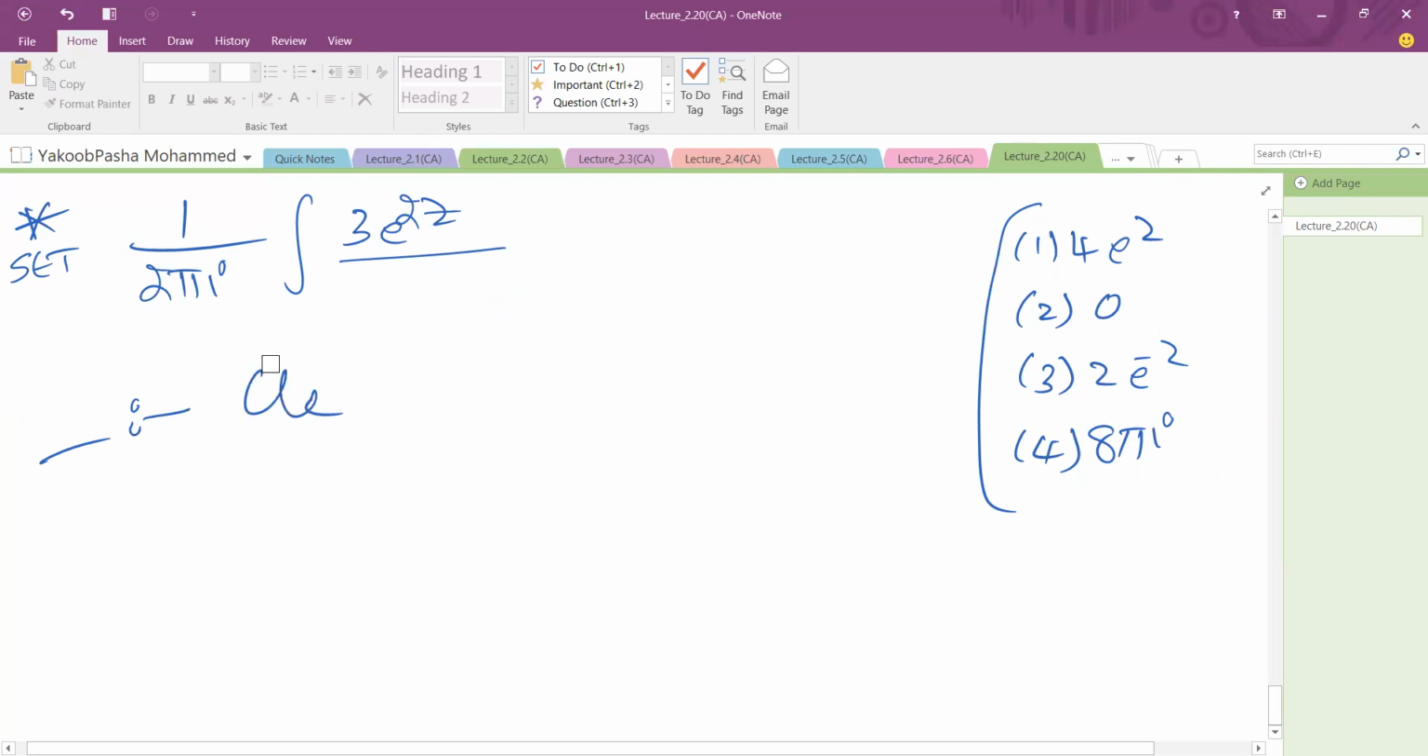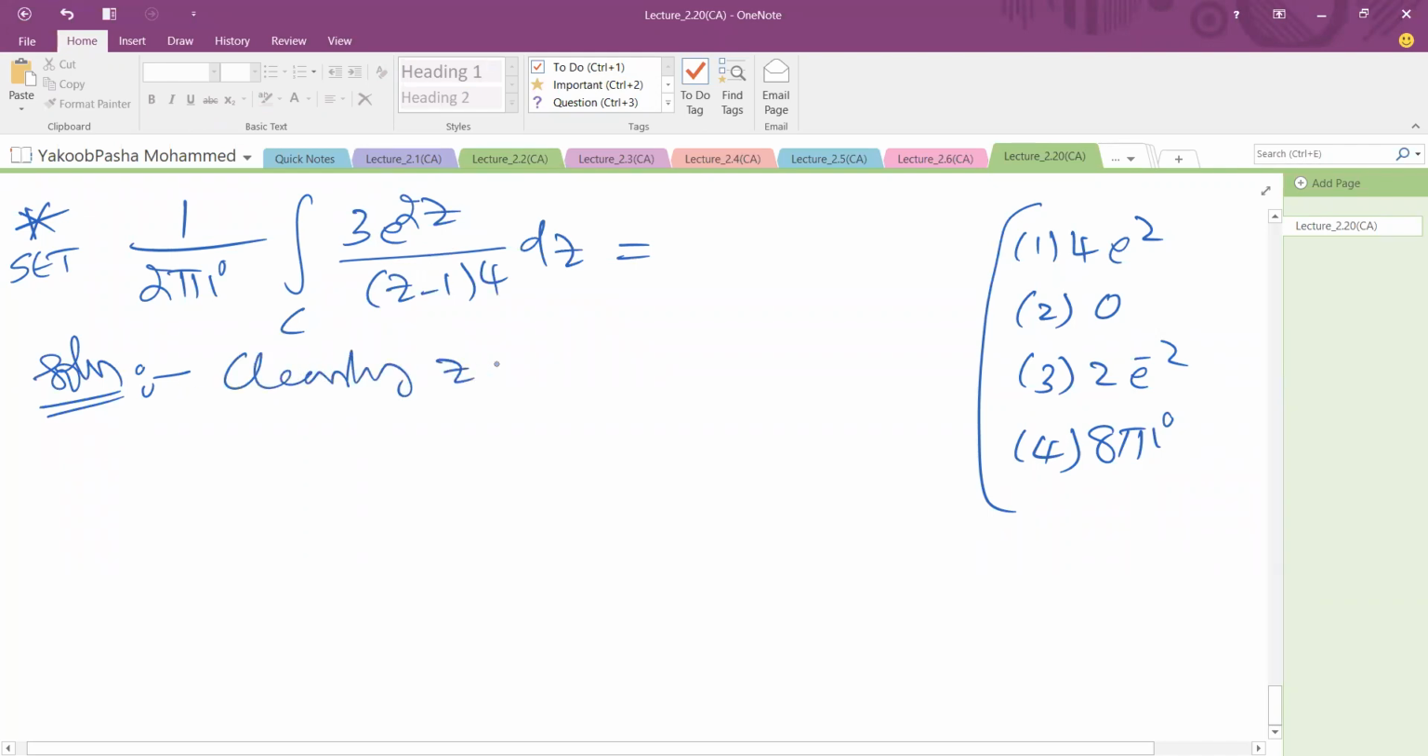We can observe here, the integral over c of 3 e power 2z by z minus 1 to the power of 4 dz. Okay. First, we have to see the singularities. Clearly, z is equal to 1 is a pole of order m is equal to 4. So we have to calculate the residue at this point.